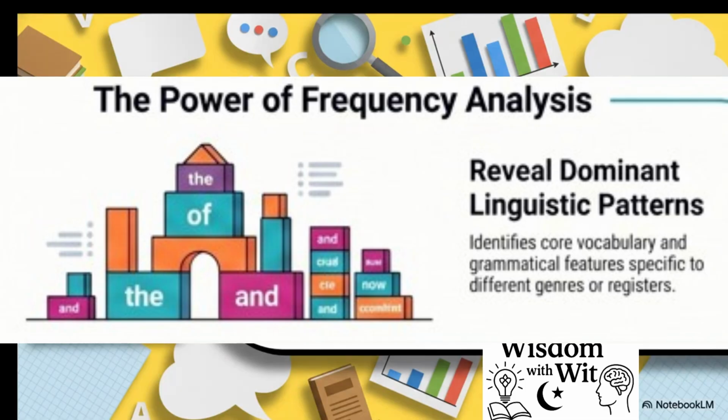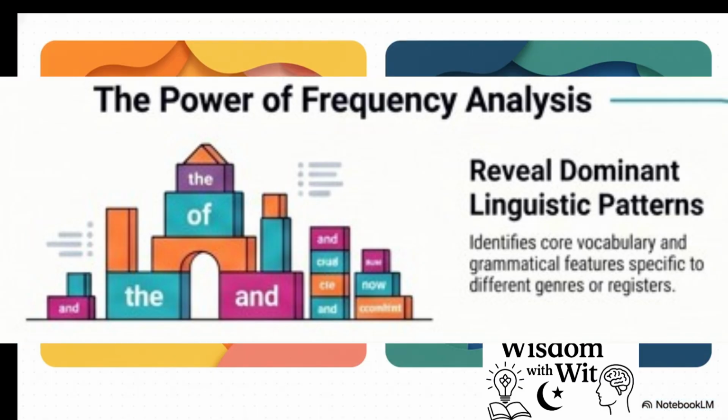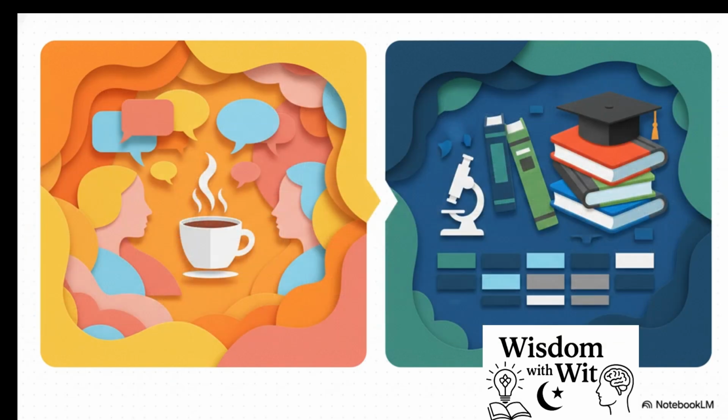Which brings us to Section 2, Why Frequency Lists Matter, or Making the Data Talk. Just comparing the most frequent words in different contexts instantly exposes functional differences. Think about everyday conversation. You've got words like I, you, yeah. It's highly interactive, personal, and super immediate.